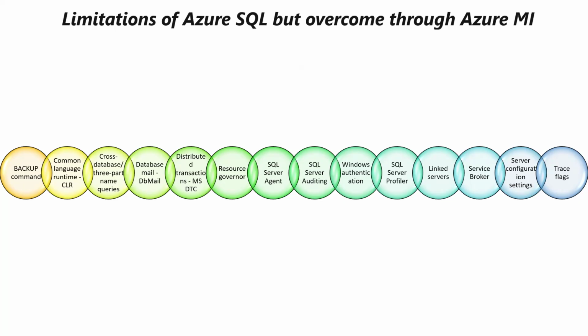And cross database, already discussed, right? Cross database queries are not supported. Database Mail is not supported. Distributed transactions are not supported. Resource Governor is not supported. SQL Server Agent is not available. SQL Server auditing is not available. Windows authentication is not supported. SQL Profiler is not supported. And Service Broker, service configuration, linked servers are directly not available. Trace flags are also not supported.